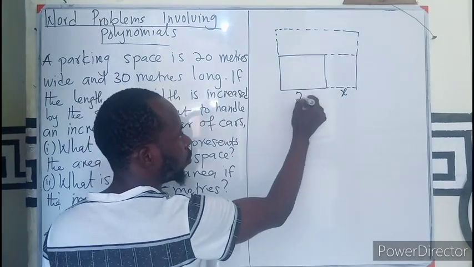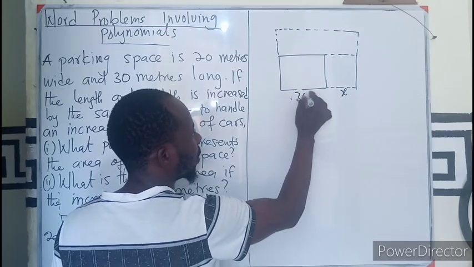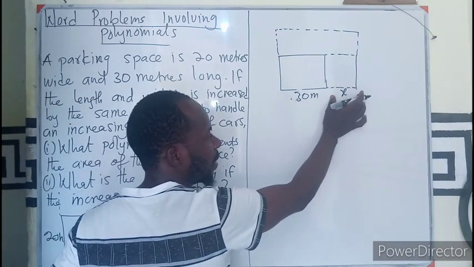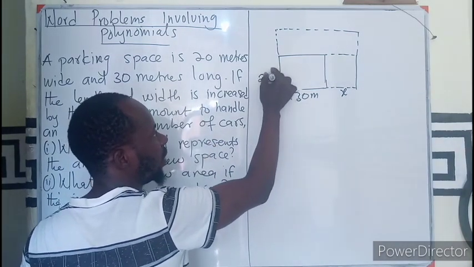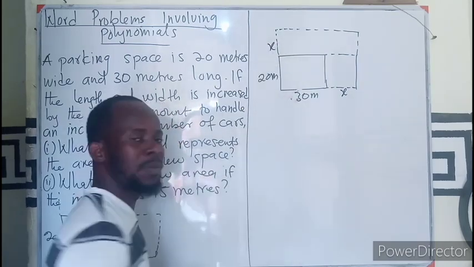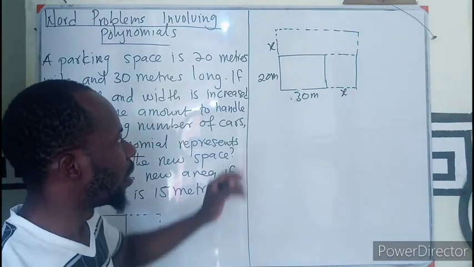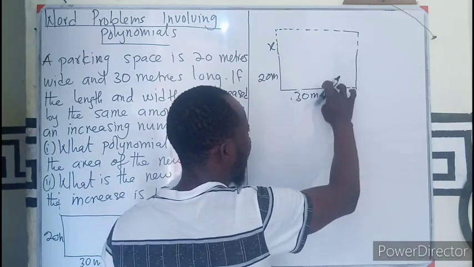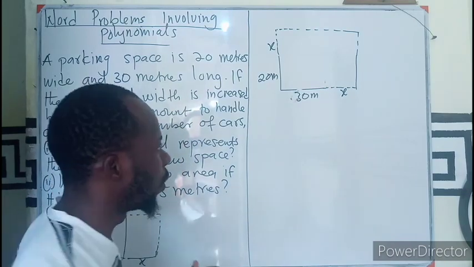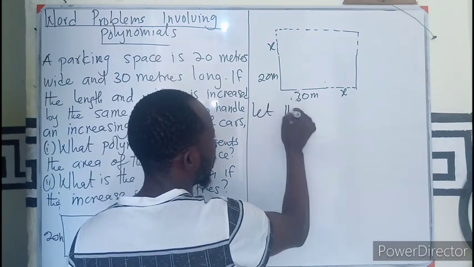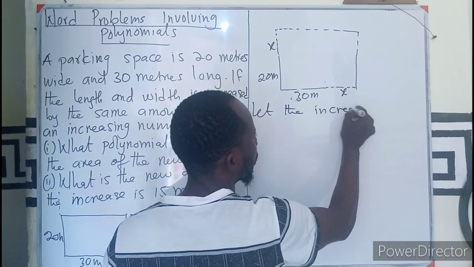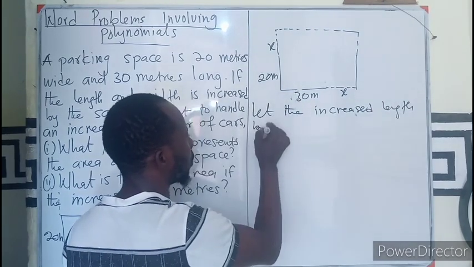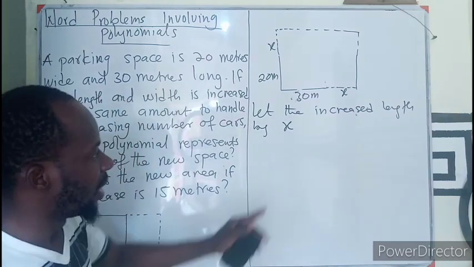So if here used to be 30 meters as the original length, we've increased it with x. If here used to be 20 meters, it has been increased with x because it's the same amount. So you're looking for the area of the whole parking space, which will look like this, still as a rectangle. So first of all, we let the increase, the increased length, be x.